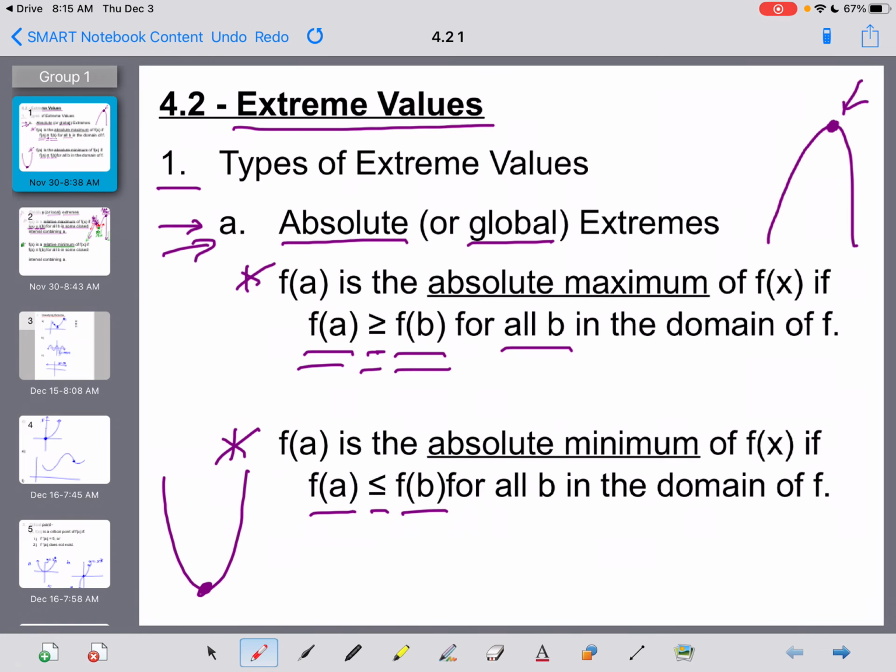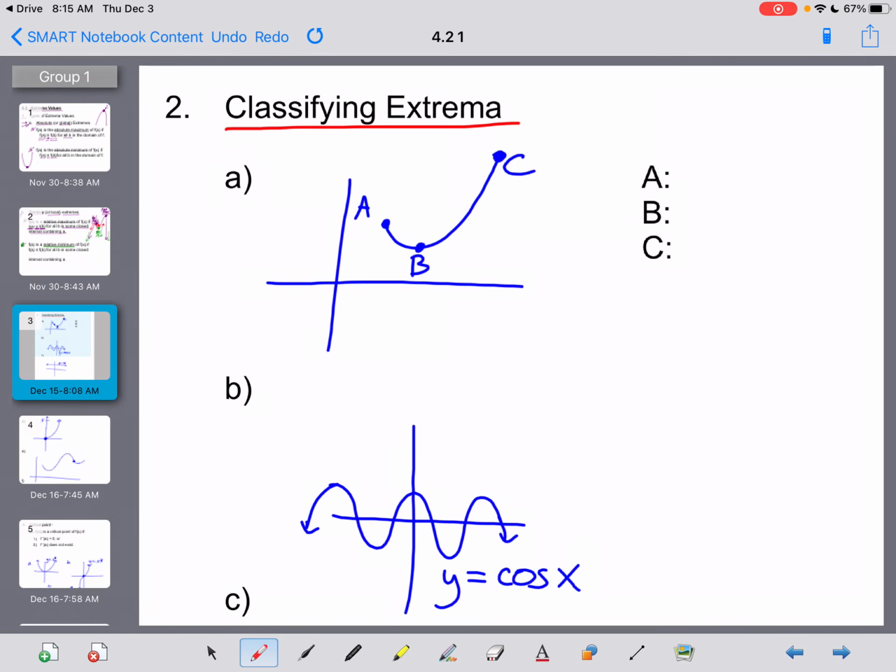An absolute maximum, the highest point on the entire graph, yeah, we've got one of those right at point C, everybody. Point C, that is our absolute maximum. There's no other point on this graph higher than C.